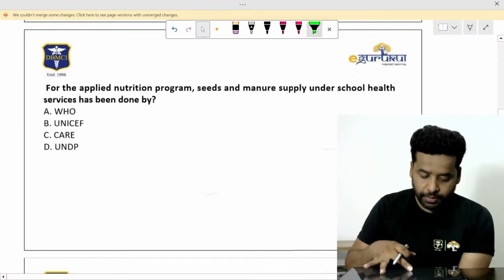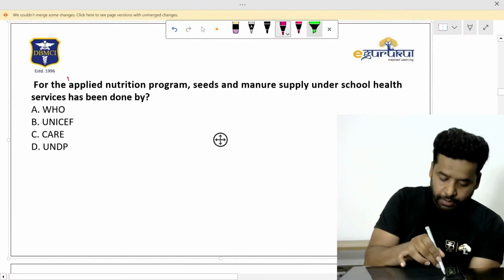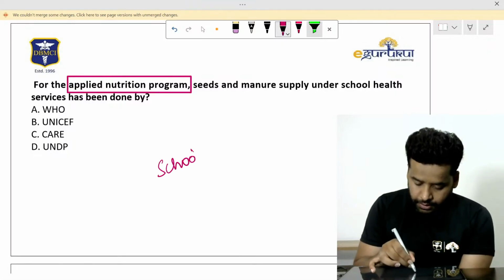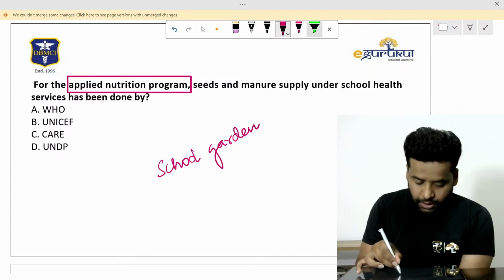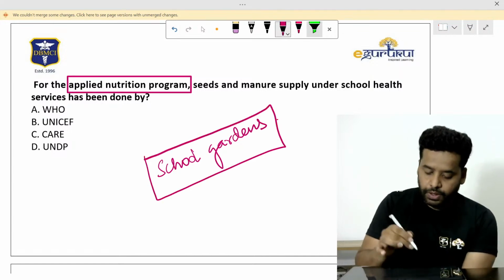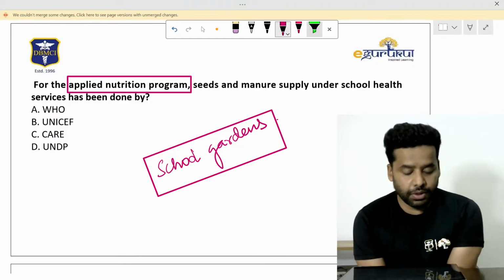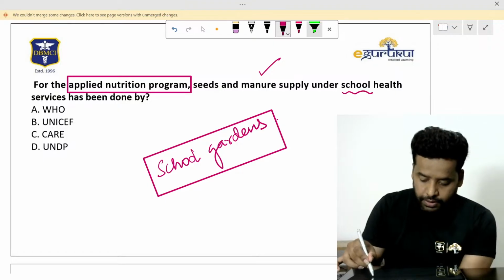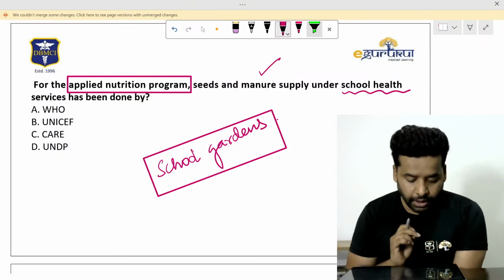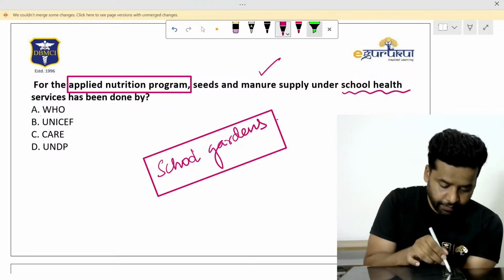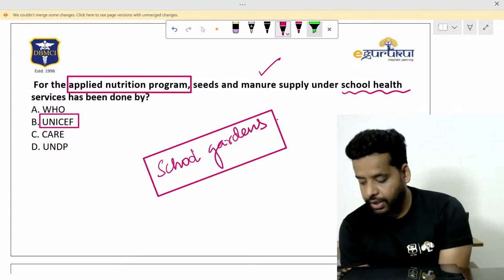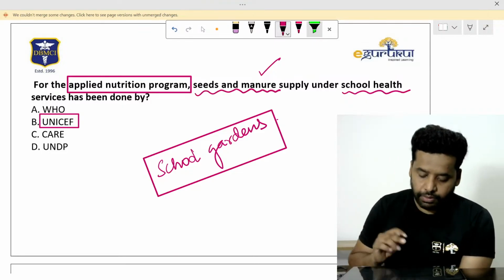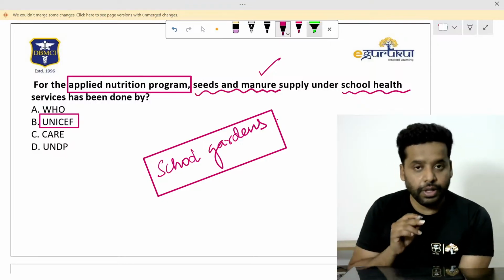Applied nutrition program. So this concept of applied nutrition program is promoting school gardens. Remember this. Within school they will be growing their own vegetables and fruits. So school gardens, the seeds and manures for school health services under applied nutrition program. The funding was given by UNICEF. If they mention seeds and manures directly, then your answer should be UNICEF.